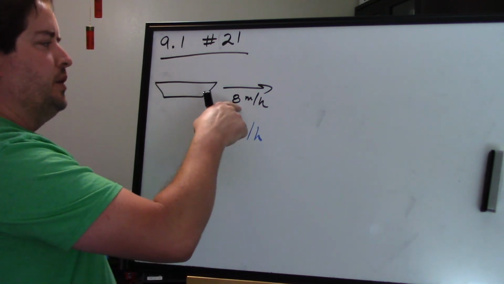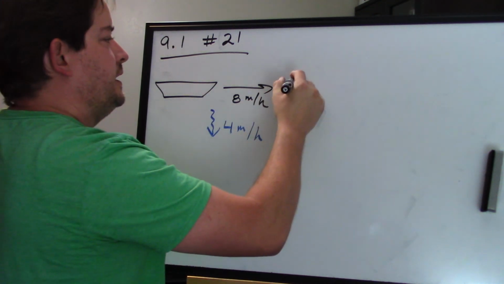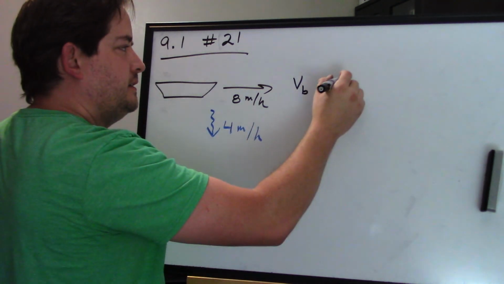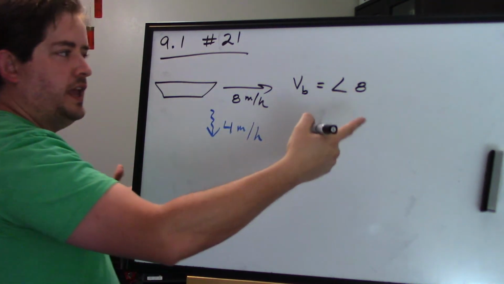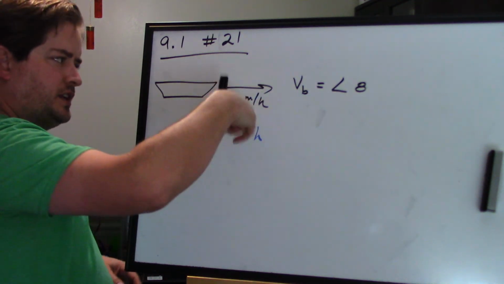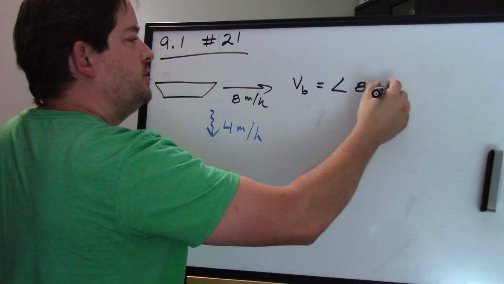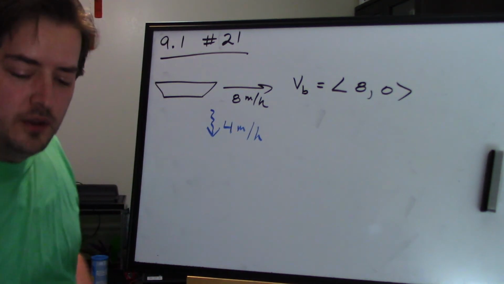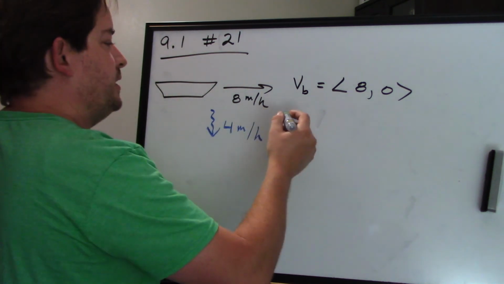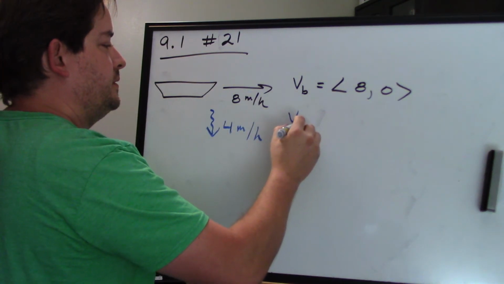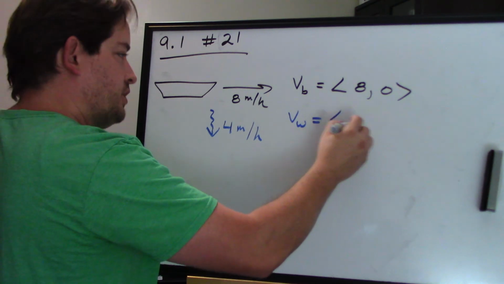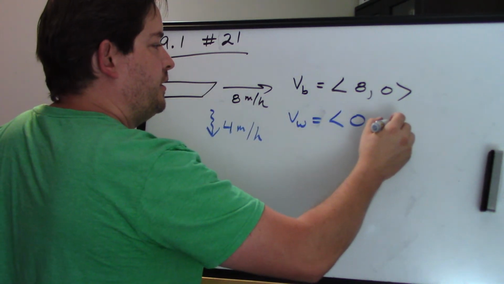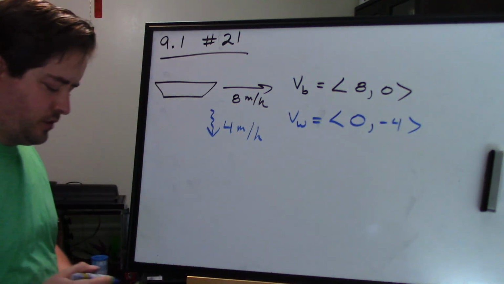I can think of the boat as moving in the x direction, so the velocity of my boat is 8 in the x direction, because it's moving to the right, but it's not moving up or down relative to the water, so it has a vector of 8, 0. Whereas the velocity of the water is completely in the y component. There is no x component to the flow of the water, but it's going down, so I'm going to call that negative. It's going down 4.